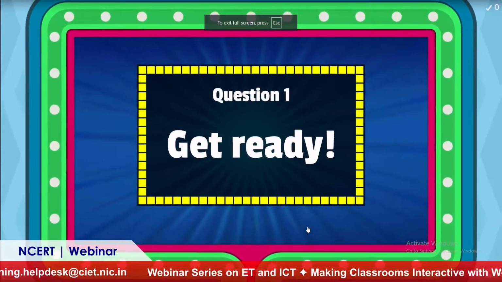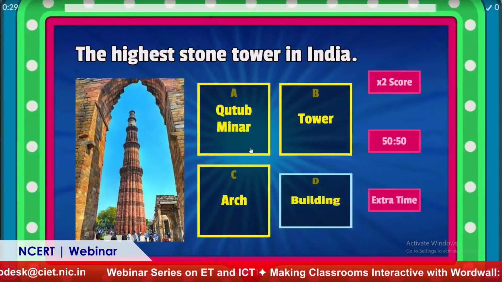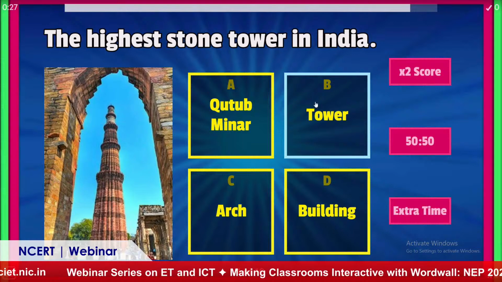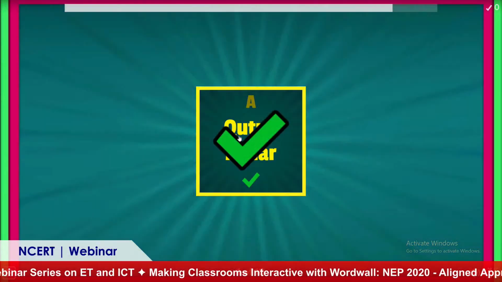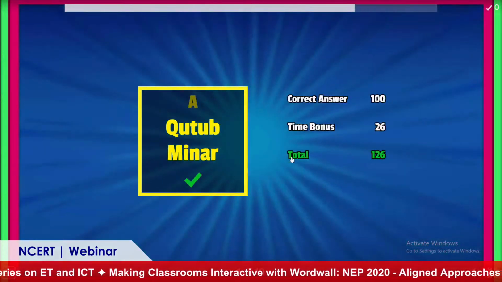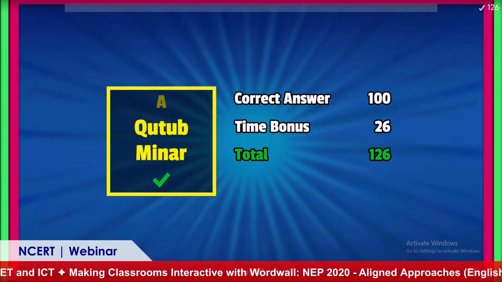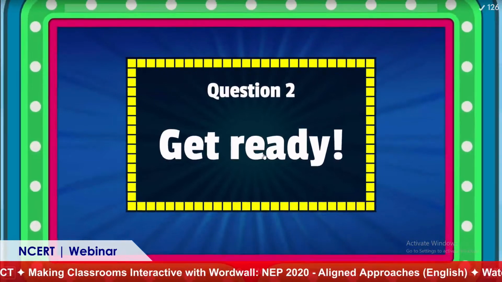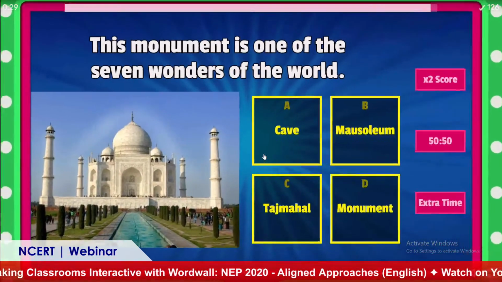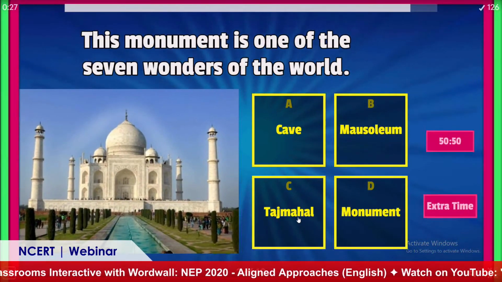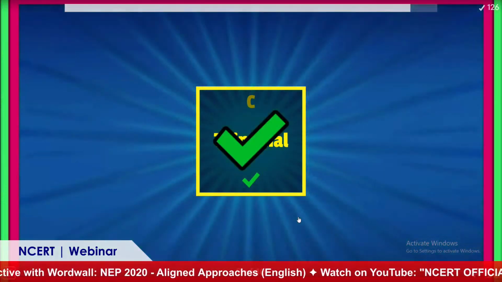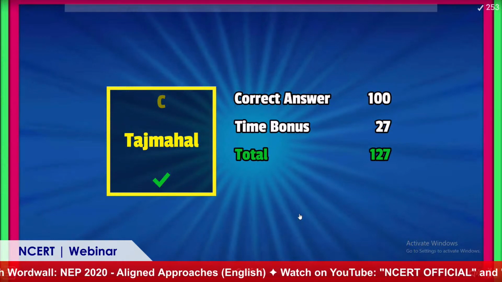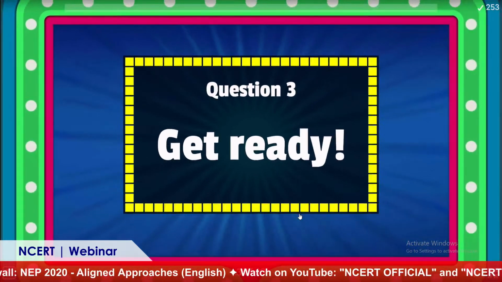I will just move to question 1, get ready. Highest stone tower in India. So, again like this, we have 10 options, 10 questions. Question 2, get ready. Then it is Taj Mahal. Okay. So, like this we have different options, pictures, images, audios, it's also good for inclusive students too.